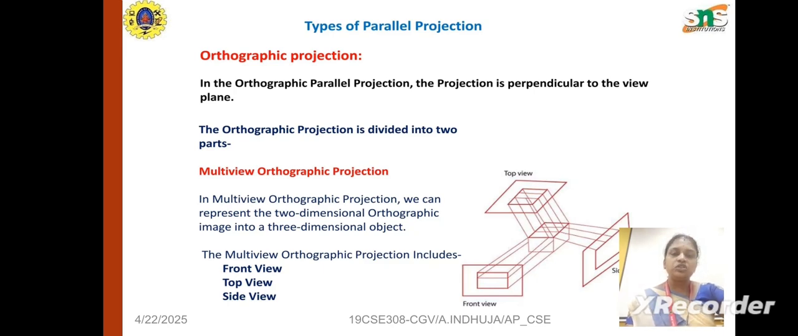Further, the orthographic projection is divided into two parts: one is multi-view and the other is axonometric. In multi-view orthographic projection, we can represent a three-dimensional object with two-dimensional orthographic images. In this we consider an object and concentrate on several views of that object. For example, we consider the top view of the object, then the front view, and both the side views also. This multi-view orthographic projection includes front view, top view and side view. By combining these views we get a realistic image on the screen.